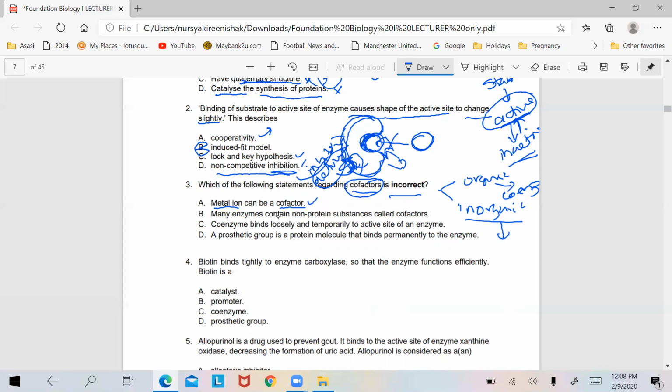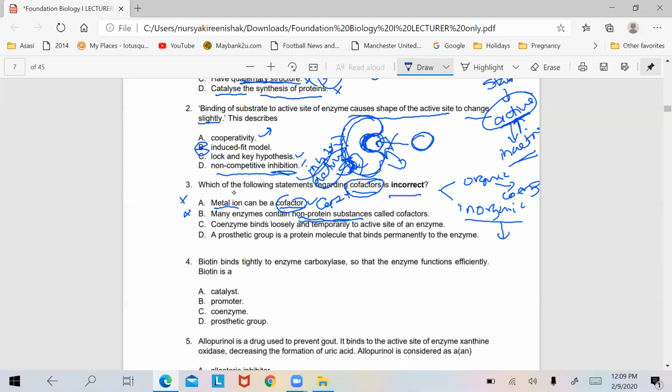Examples of metal ions that can be cofactors are calcium ion, zinc ion, magnesium ion or chloride ions. Those are ions found in the active site of a specific enzyme to catalyze specific reactions. So A is not the answer. B, many enzymes contain non-protein substances which are called cofactors. The statement is correct, so that is not the answer. Cofactors are non-protein substances that are found in the active site of the enzyme.